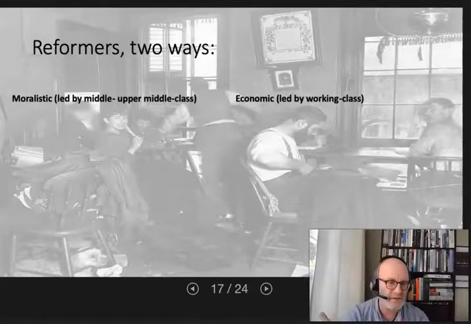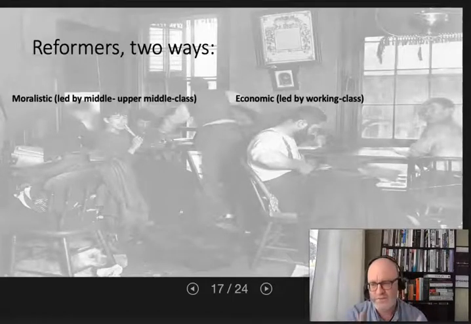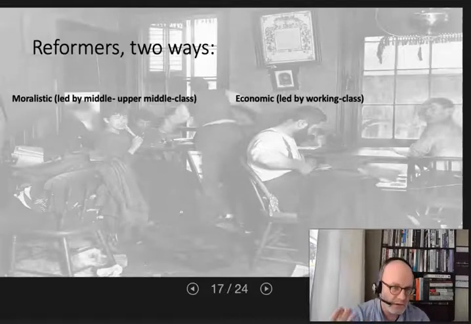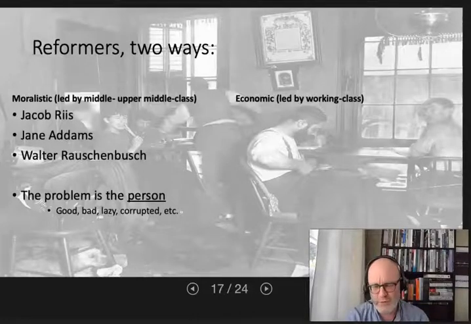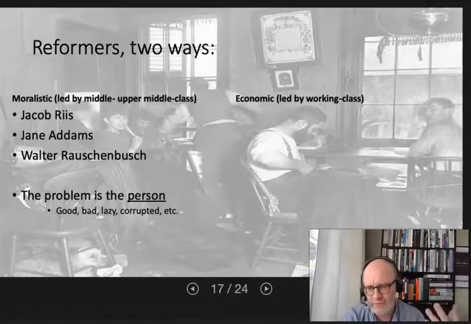And there's a couple, as I've said earlier, with regard to an earlier form of immigration, we see a similar kind of bifurcation of how to reform these people. The one is moralistic. This is led by folks like Jacob Riis, who writes How the Other Half Lives, a photo essay. Jane Addams, who founds Hull House, an organization that helps immigrant women in particular. Walter Rauschenbusch is also a kind of reformer.